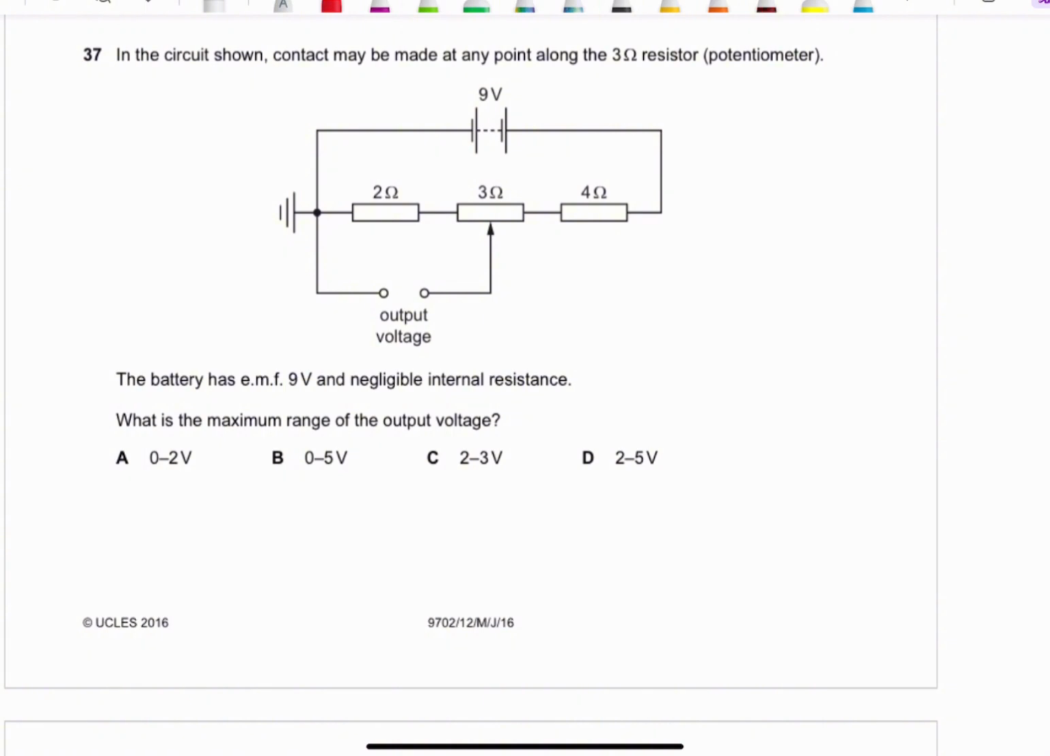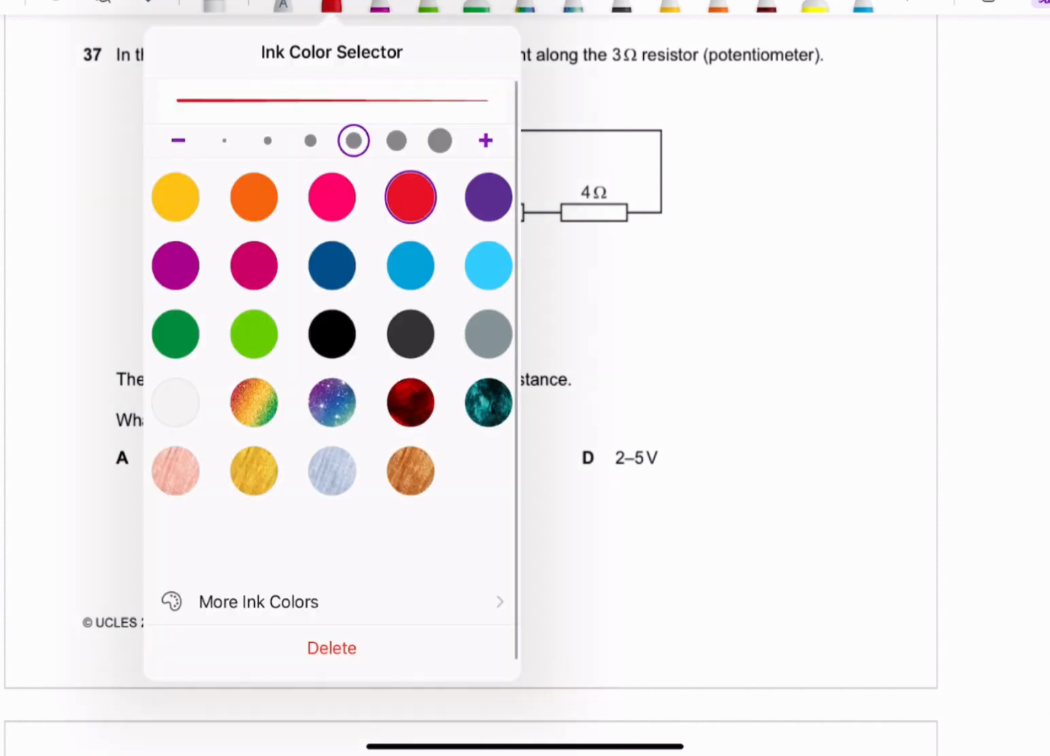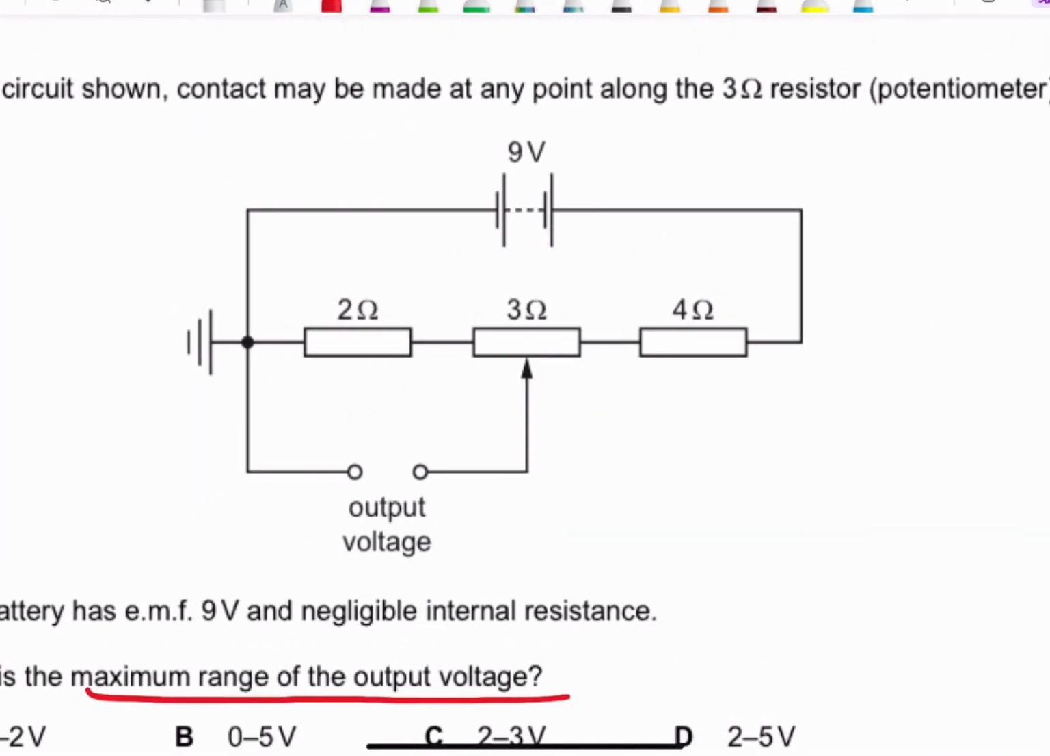We've been given a potentiometer, and we've been asked to find the maximum range of the output voltages. Get this, guys. Whenever you're given a potentiometer question, there can only be two possible situations. I would highly recommend you try a lot of these potentiometer questions and you realize this common trend. In terms of output voltages, you only have two maximum positions. The first one is here at the starting point, and the last one is at the finishing point.